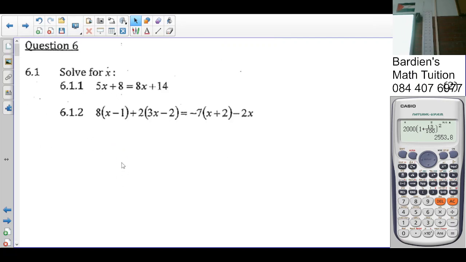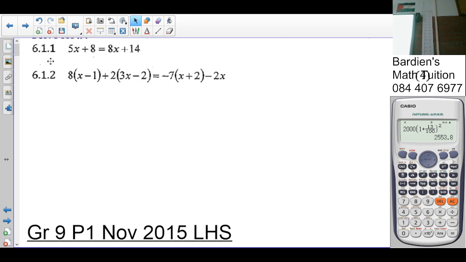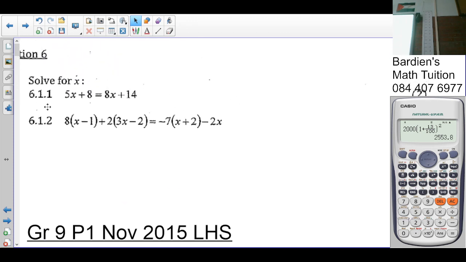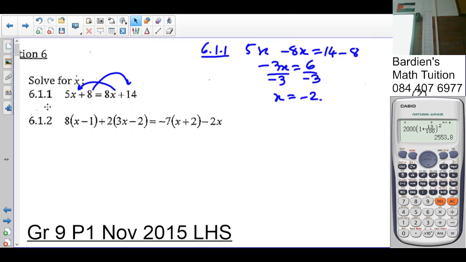The question says solve for x. So we take the x's to one side and numbers to the other side. So it's 5x minus 8x equal to 14 minus 8. 5x minus 8x is negative 3x. 14 minus 8 is 6. Divide by negative 3 on both sides. So x is going to be negative 2.